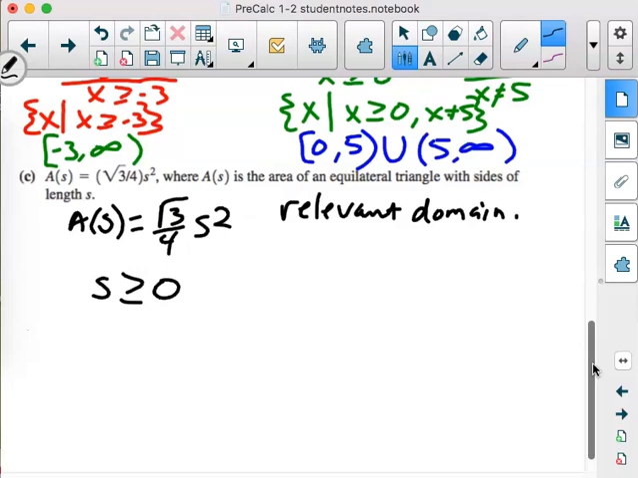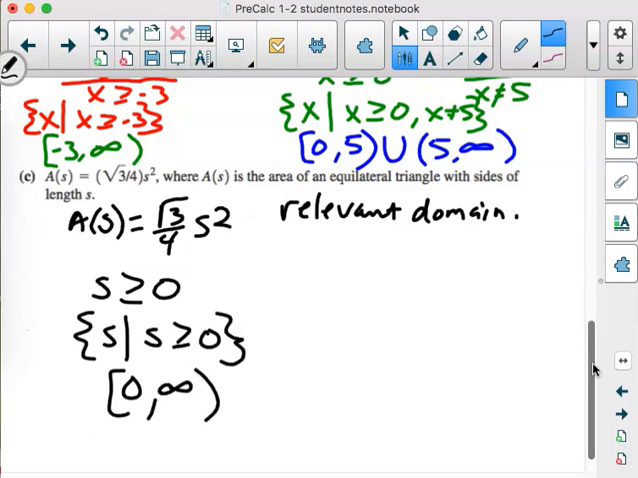And then in our set builder notation, we would say s is defined as s is greater than or equal to 0. And then we would go ahead and do our interval notation by saying, okay, I'm going from 0. 0 is fine. I can put a 0 in there.